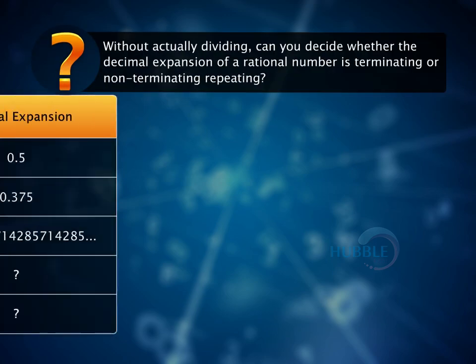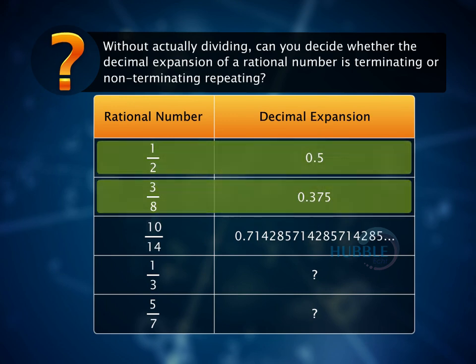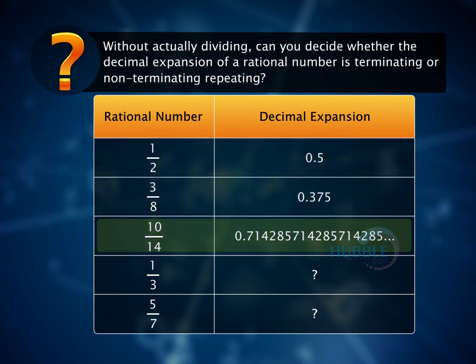Without actually dividing, can you decide whether the decimal expansion of a rational number is terminating or non-terminating repeating? Let's learn how we can do this.